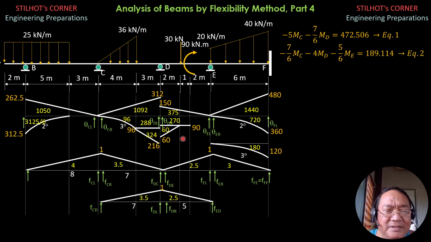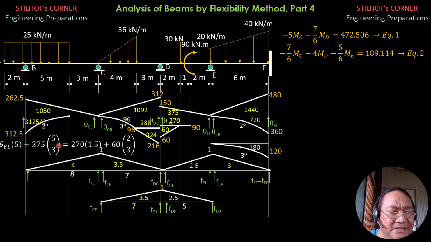So theta E left times 5 plus 375 times 5/3 equals 270 times 1.5 moment arm, that's the rectangle, plus 60 times 1/3 of 2, or 2/3. So theta E left is equal to negative 36.